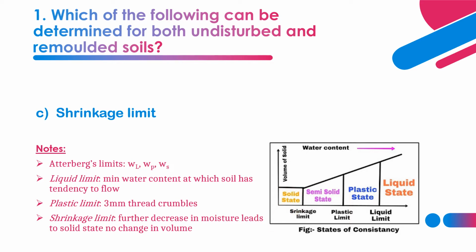So if we extend this line to here, that means this is the volume of voids and this is the volume of soil solids. So this is the solid, this is the void. If we extend this line, we can differentiate what are the volume of voids and what are the volume of solids. So this is all about the Atterberg's limits. Now let's move on to second question.